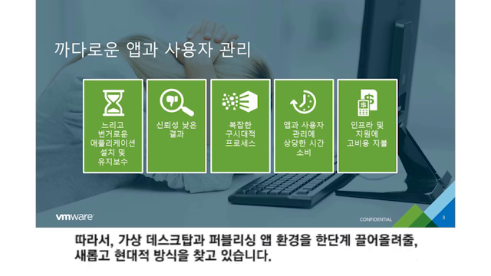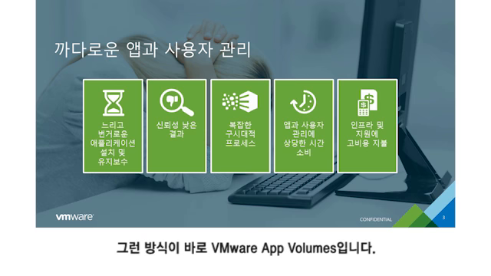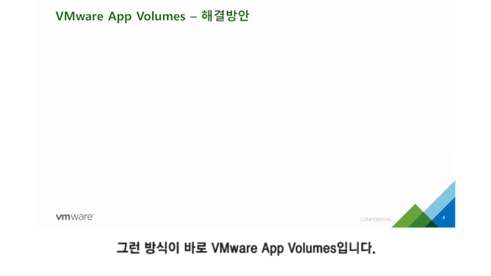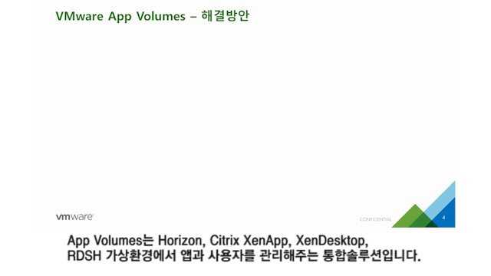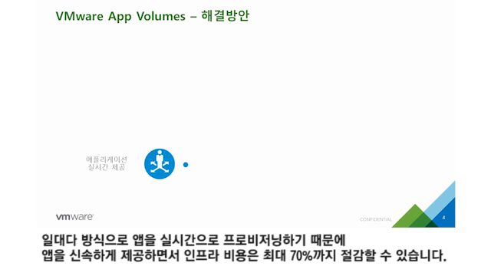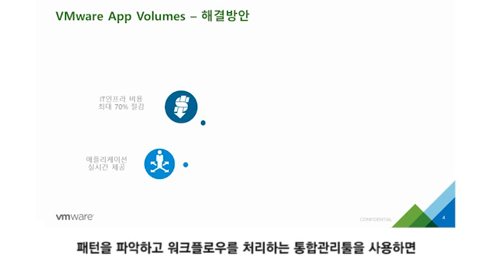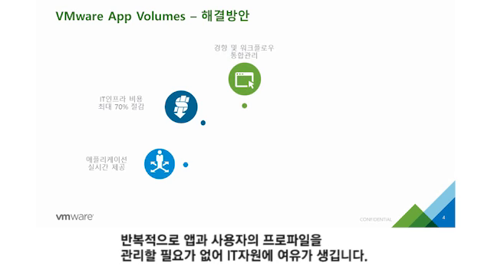IT really needs a new and more modern approach that takes their virtual desktop and published app environment to the next level, and that approach is with VMware App Volumes. Now, App Volumes is an integrated app and user management solution for Horizon, Citrix XenApp and XenDesktop, and RDSH virtual environments. By providing real-time application delivery with one-to-many provisioning, IT can deliver apps quicker and reduce infrastructure costs by up to 70%. By using a unified management platform with patterns and workflows, IT can free up resources from repetitive app and user profile maintenance tasks.